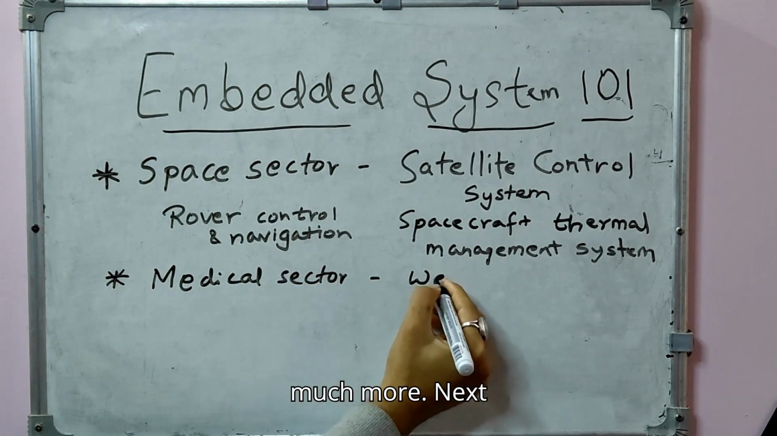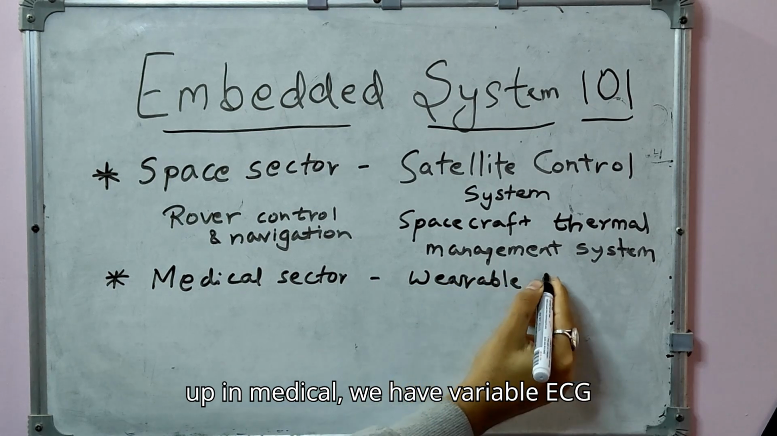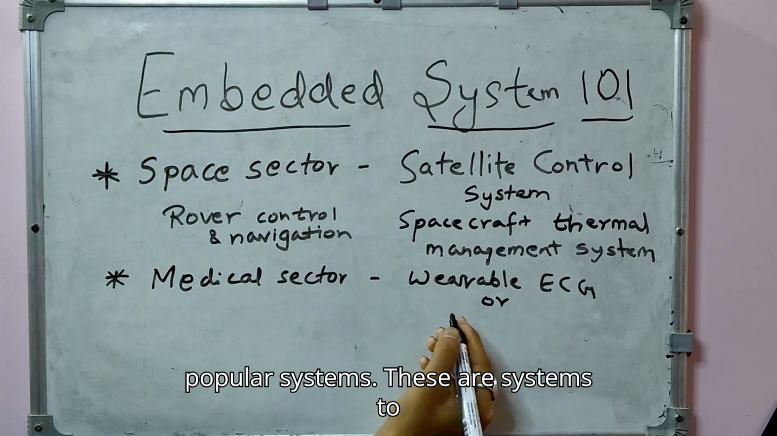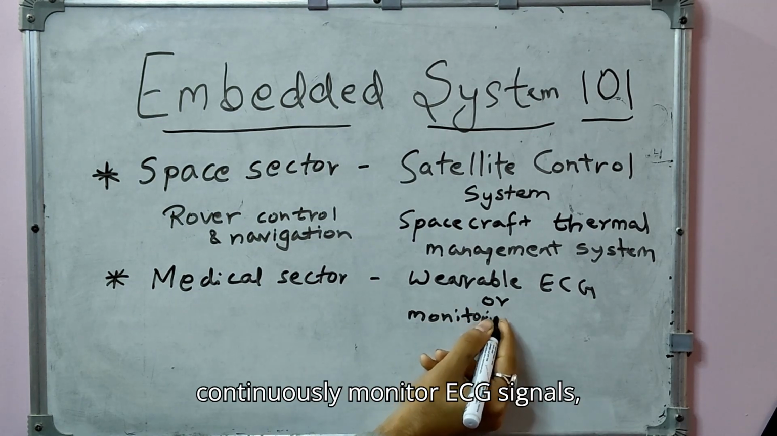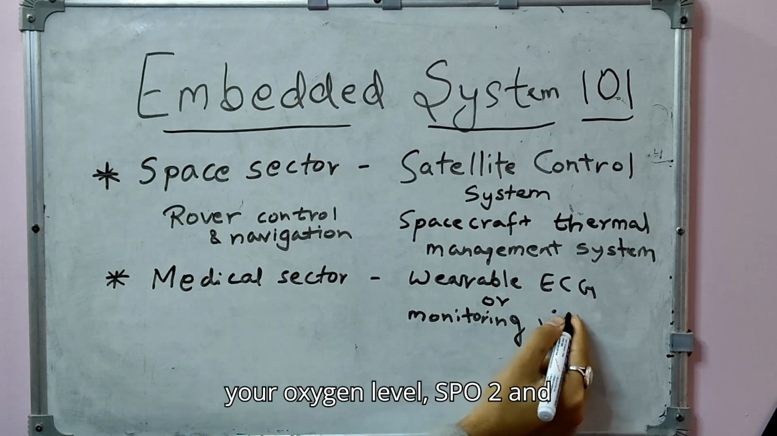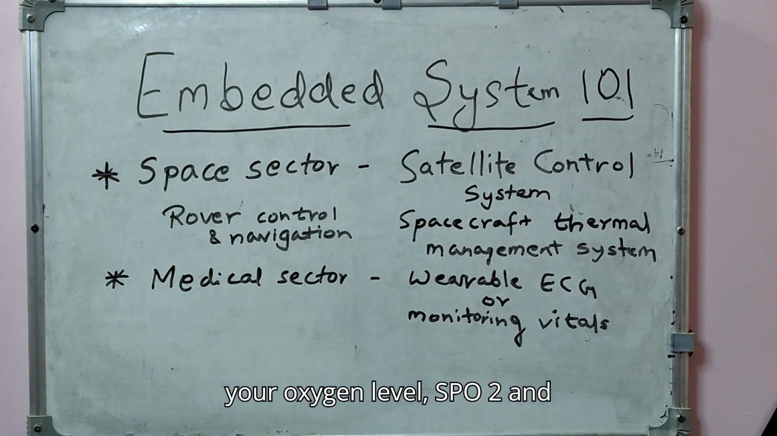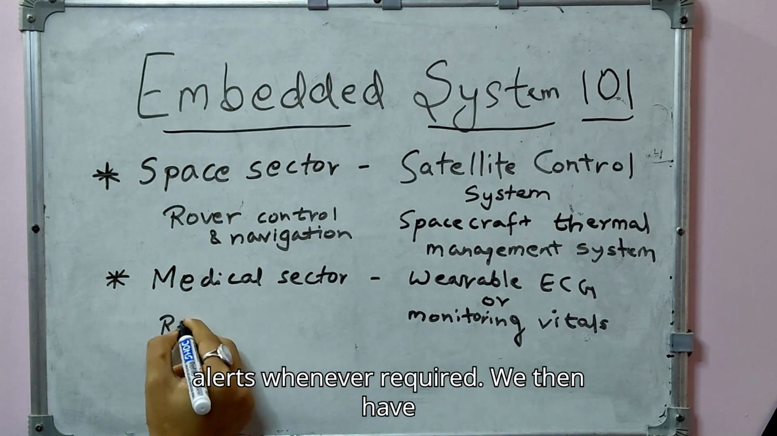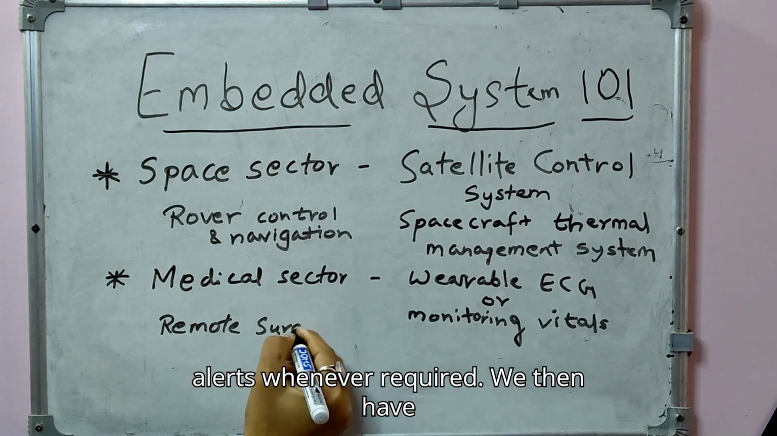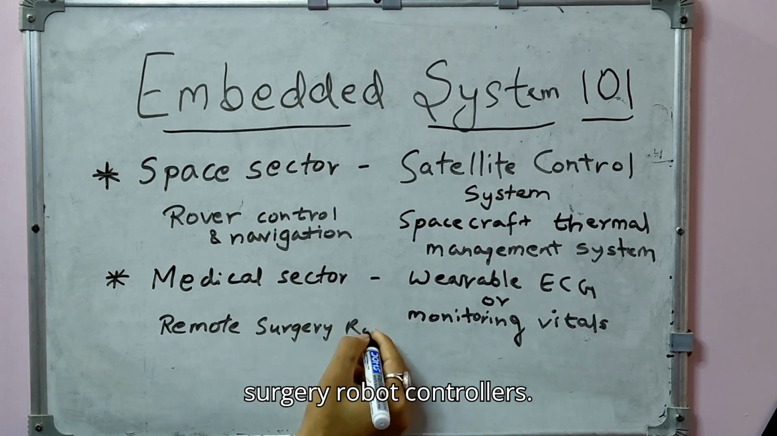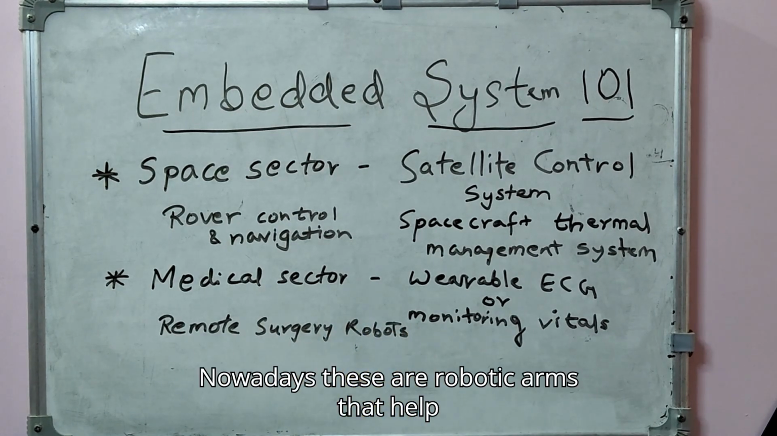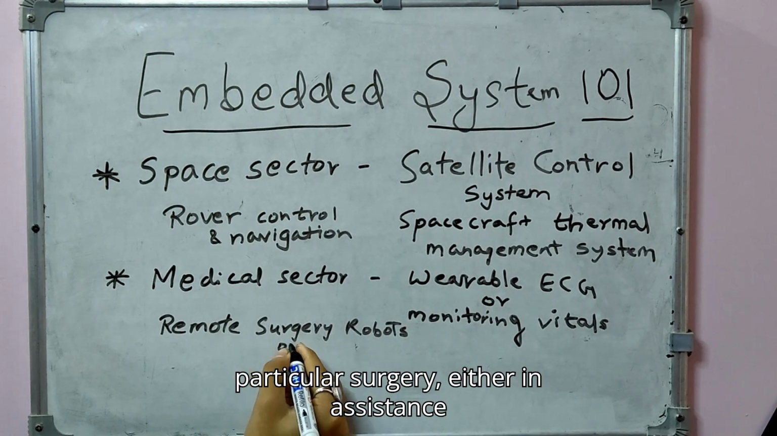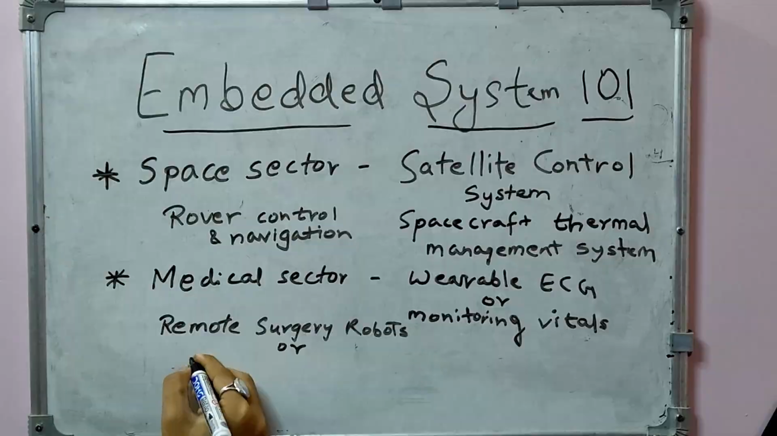Next up is medical. We have wearable ECG monitors. Fitbits these days are getting popular. These are systems to continuously monitor ECG signals, your oxygen level, SpO2, and other vitals. They also detect abnormalities in certain cases and send alerts whenever required. We then have surgery robot controllers nowadays. These are robotic arms that help to perform a particular surgery either in assistance or remotely.